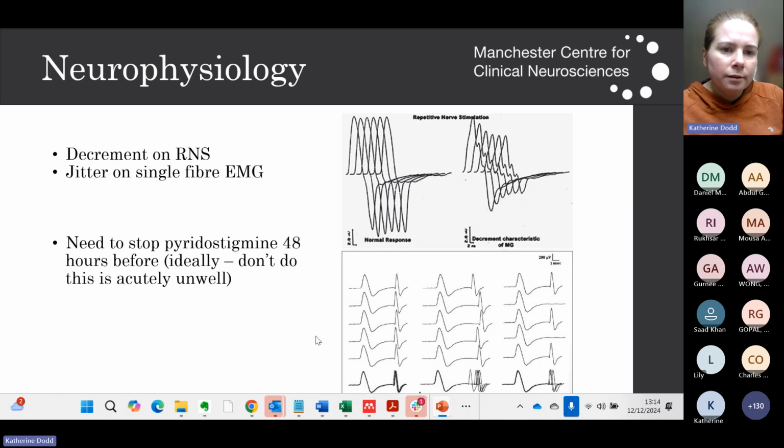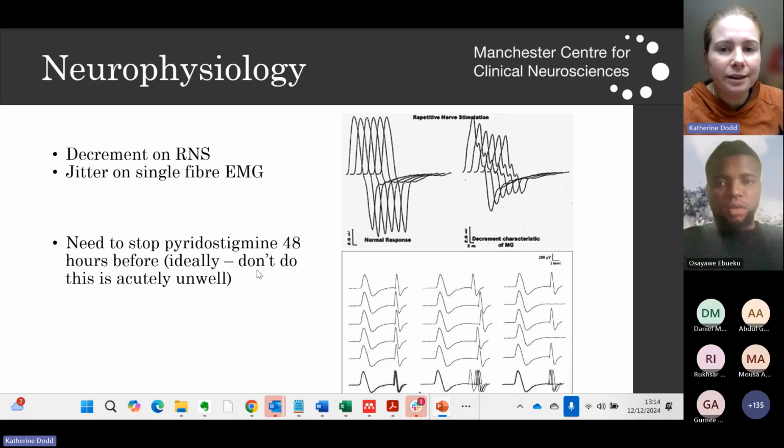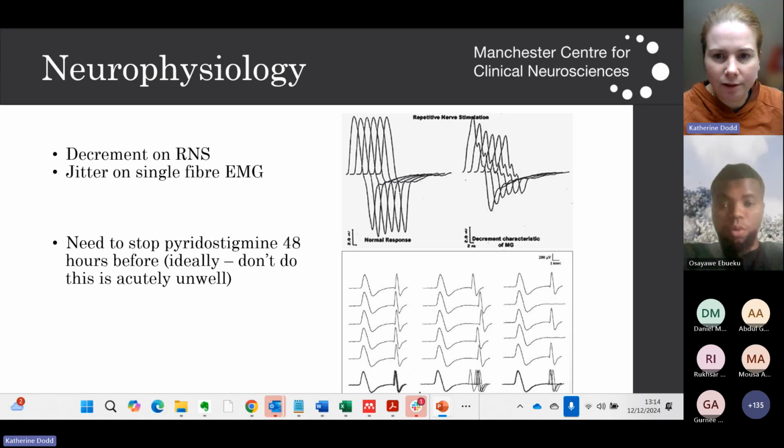The key point about this is that you can get false negative results if they're on pyridostigmine. So ideally, unless they're in crisis, you want to stop the pyridostigmine 48 to 72 hours before the neurophysiology test to get the most out of it.